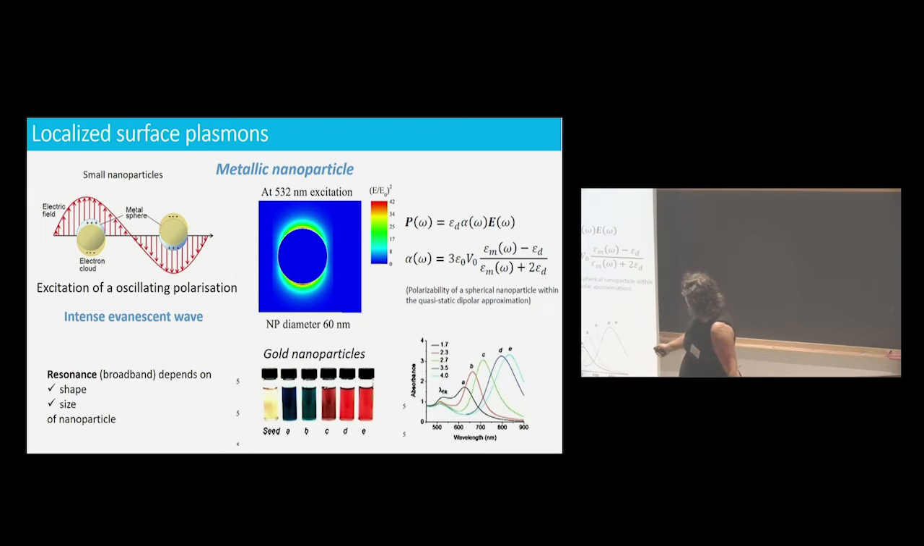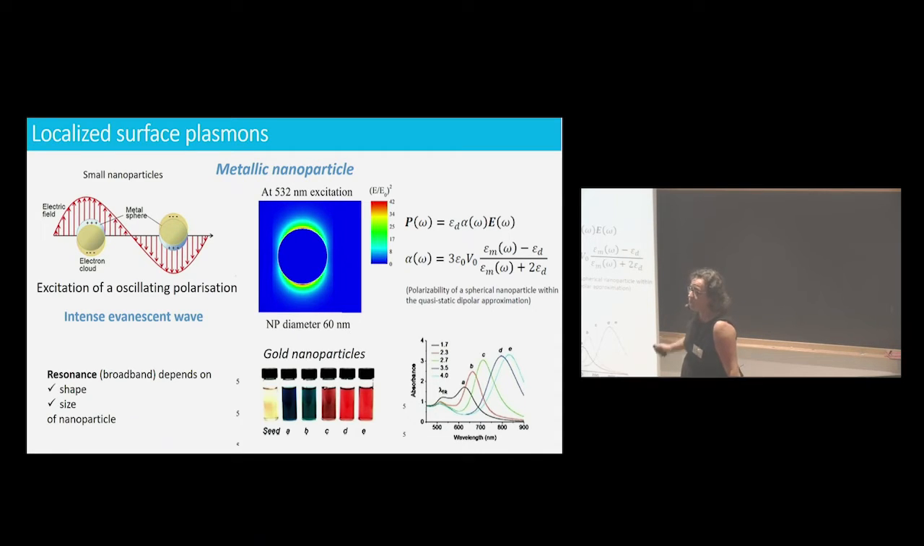You can see in this plot that at the very local point you have an enhancement of 50. Here, the size is 60 nanometers. And you can see that the enhancement of light is over a distance which is typically 10 nanometers. So it's really a local field.